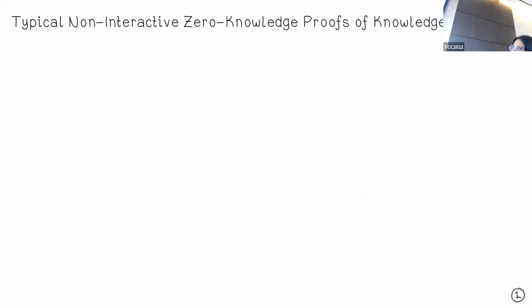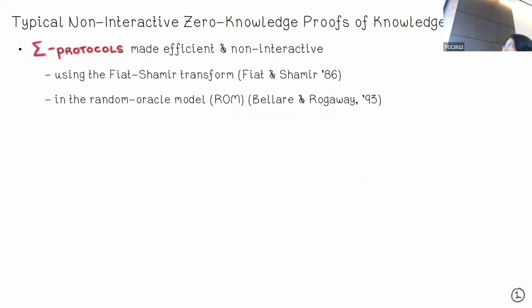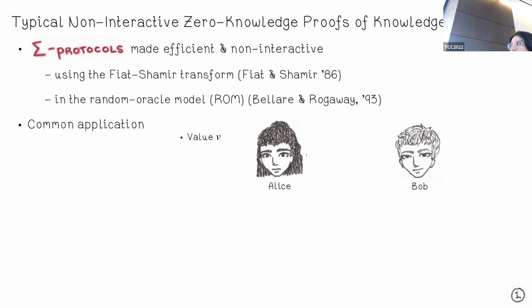The point of this work is to create better non-interactive zero-knowledge proofs of knowledge, or NIZKs for short. Typically, NIZKs are constructed from Sigma protocols that are made efficient and non-interactive using the Fiat-Shamir heuristic in the random oracle model, or ROM. Most applications of NIZKs use them as follows.